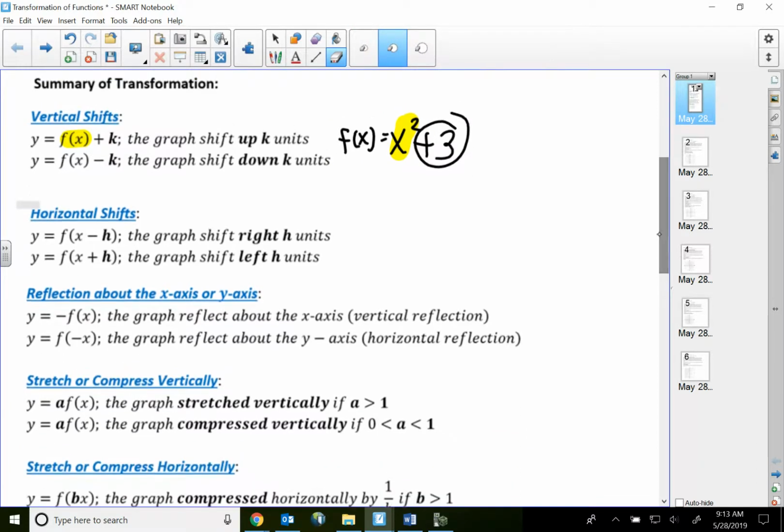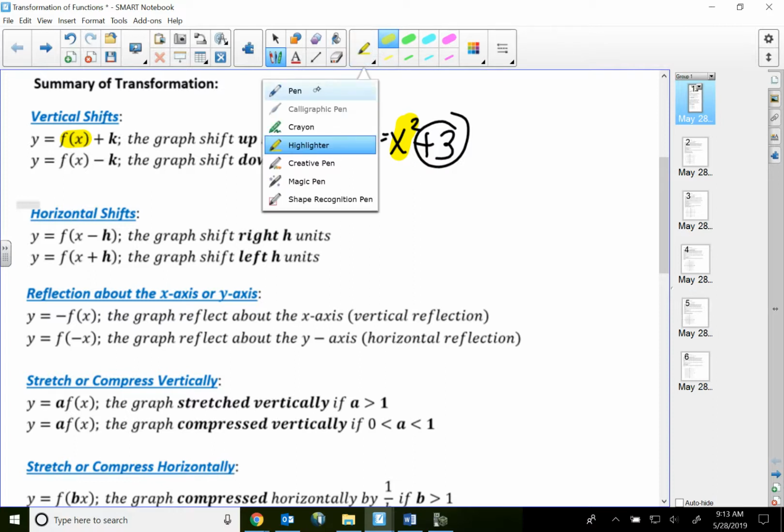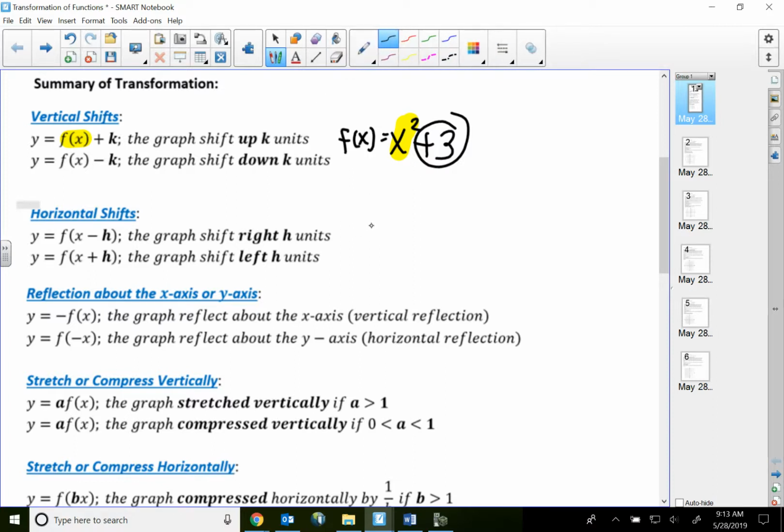Horizontal shift means shifting to the right and left. So if it says y equals f of x minus h, this h is located inside the function. What do I mean by inside the function? If I have a parabola like x minus 4, whole thing squared, the minus 4 here is inside the function. If it's inside the function, it tells me whether I should shift to the right or left.